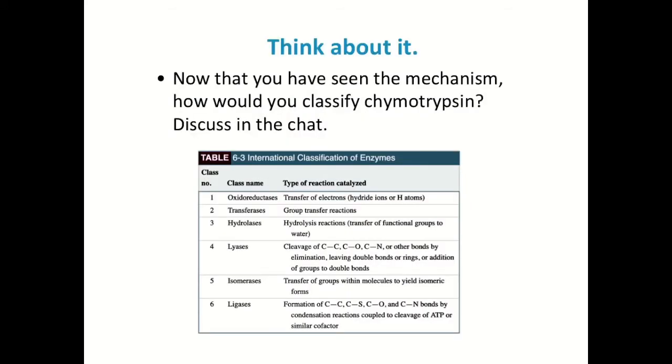Now that you have seen the mechanism for how chymotrypsin works, how would you classify the enzyme? I know I said it was a protease, but that would be a subclass. Which of the 6 classes would that fit into? An oxidoreductase, a transferase, a hydrolase, a lyase, an isomerase, or ligase? Think about it and discuss it in the chat.